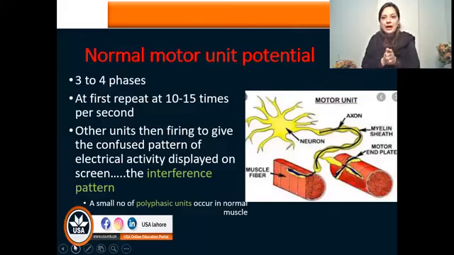Normal motor unit activation, or participation potential, at the level where it first shows any activity, has 3 to 4 phases, and repeats at 10 to 15 times per second. Other units are then going to participate and fire, and give us the confused pattern of electrical activity displayed over the screen, which is said to be the interference pattern of that muscle. A small number of polyphasic units are seen in normal muscle.